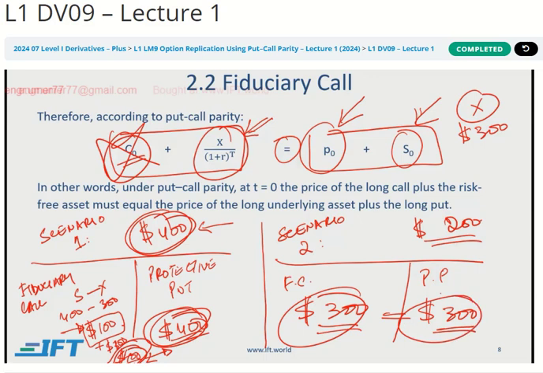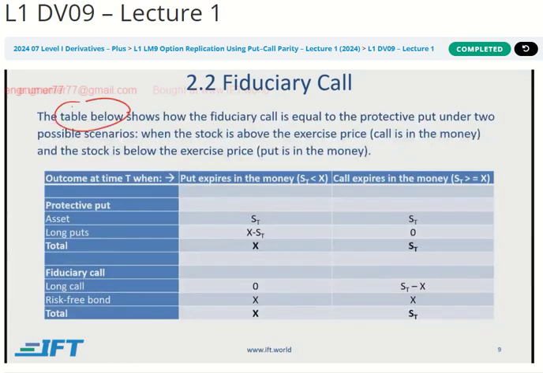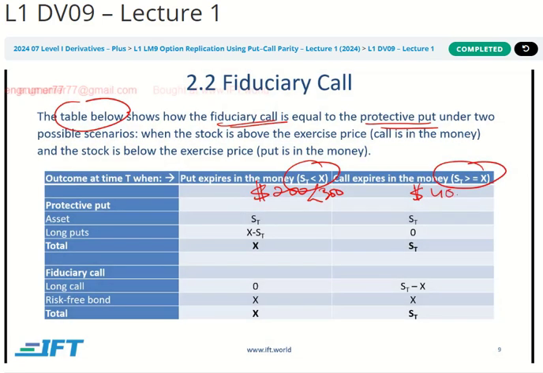So no matter what the scenario is, whether S is more than X or S is less than X, whether you go to 400 or 200, the point is both sides are equal. And that is what this table is showing, that a fiduciary call payoff is always equal to a protective put payoff. If S is less than X, that means if you are looking at a $200 situation which is less than $300, or even if it is more, if you are looking at a $400 situation which is greater than $300, no matter what happens, the payoff for a protective put and a fiduciary call will always be the same.